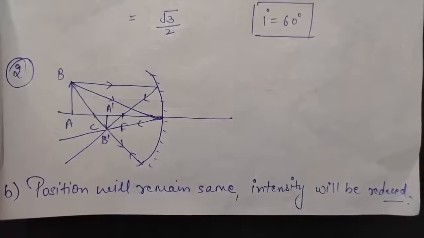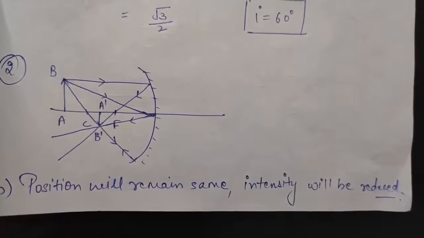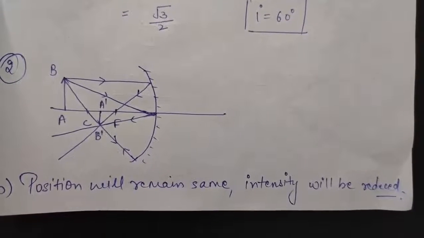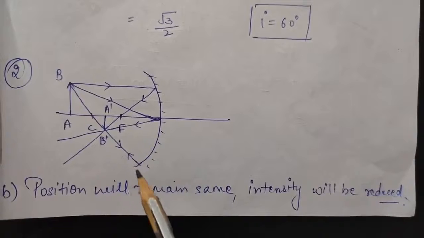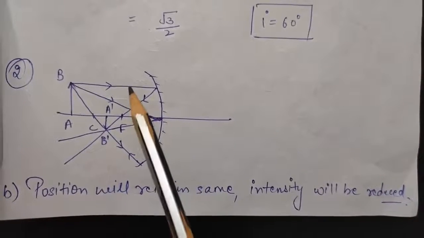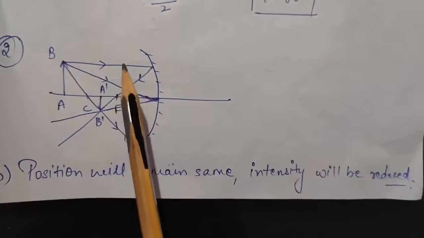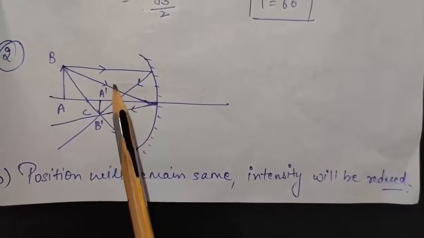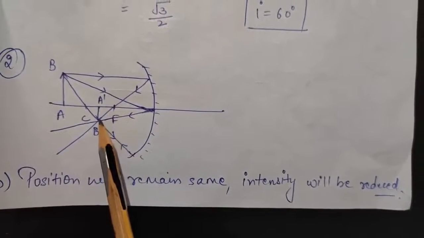B part says how will the position and intensity of the image be affected if the lower half of the mirror is painted black. That means if this part of the mirror is painted black. See, if this is painted black, then also these two rays will be there, right? So therefore we will be getting the image due to the intersection of these two rays.